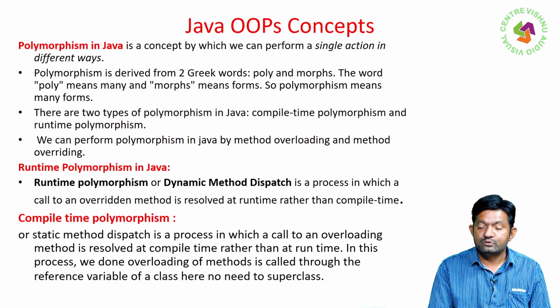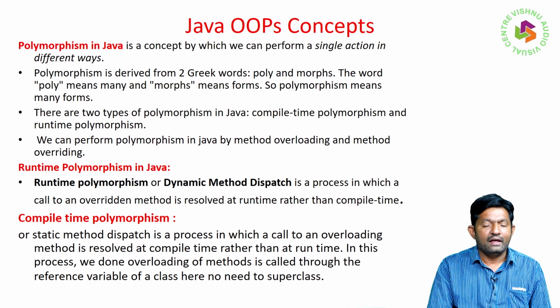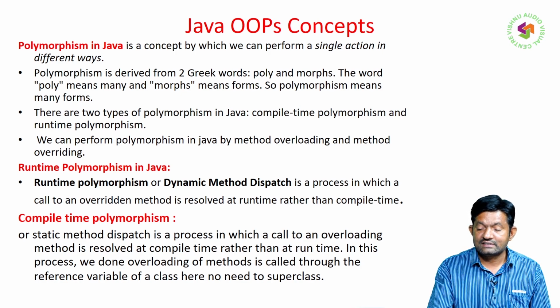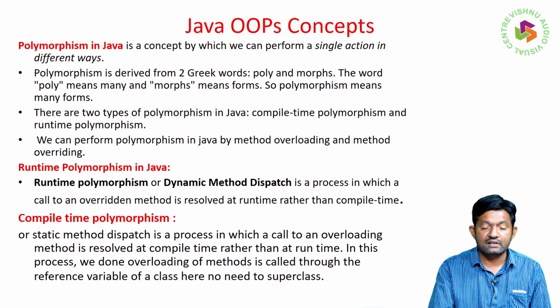Polymorphism is derived from two Greek words, poly and morphs. The word poly means many and morphs means forms. So polymorphism means many forms. There are two types of polymorphism in Java: compile time polymorphism and runtime polymorphism. We can perform polymorphism in Java by method overloading and method overriding. We will discuss method overloading and method overriding in detail in the polymorphism concept.